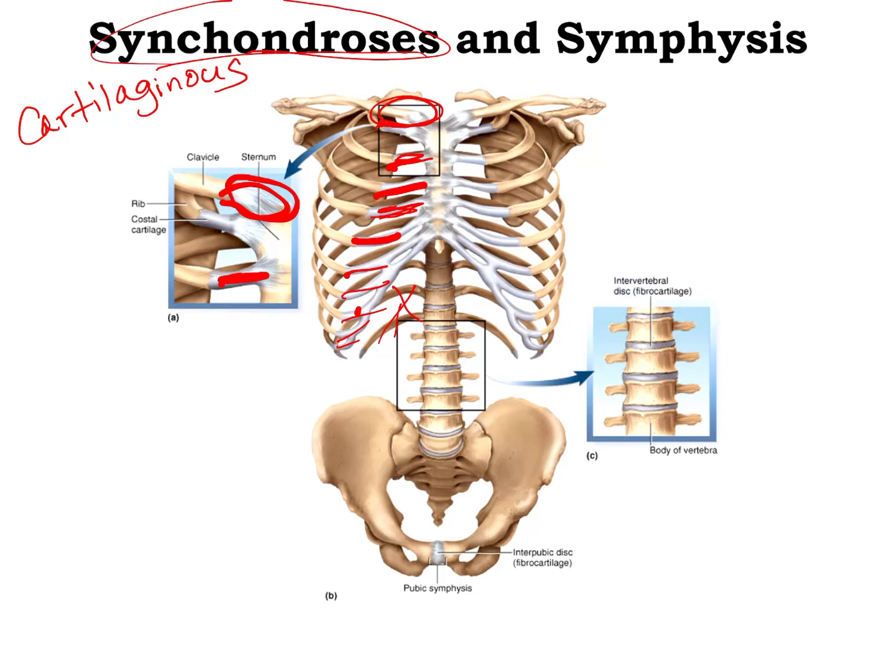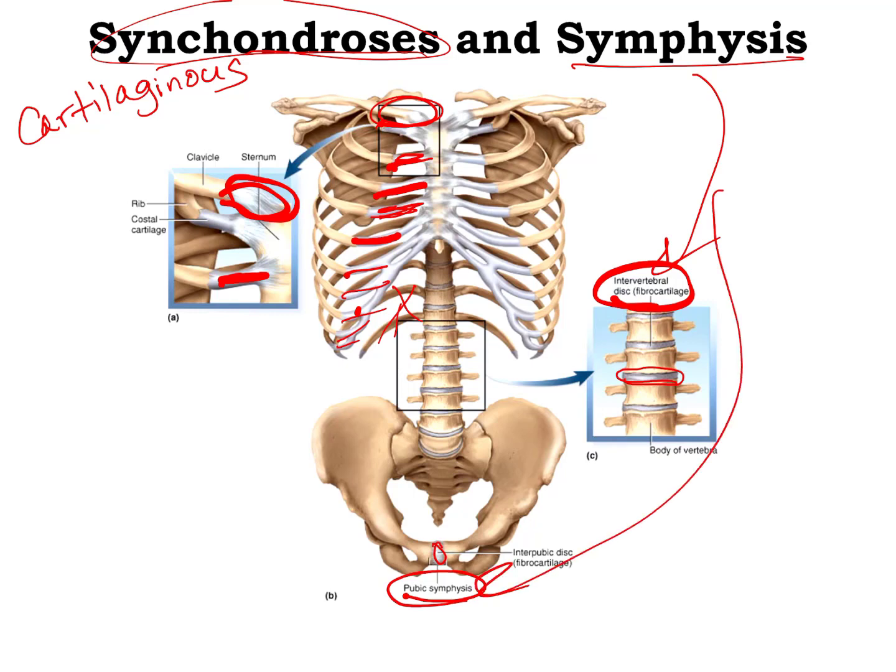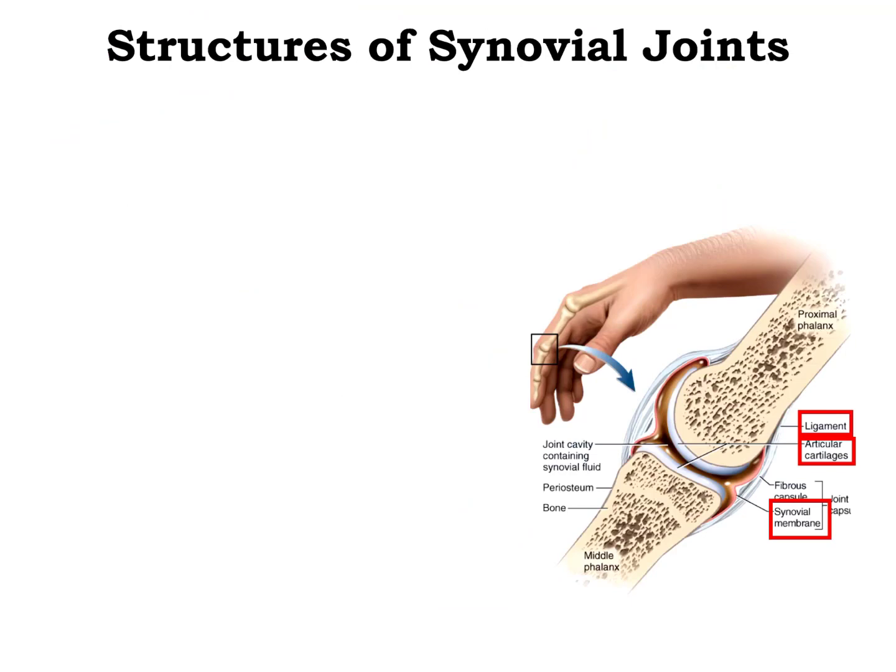And then symphysis is like the intervertebral discs. Those are made of fibrocartilage. If you throw a disc or you have a bulging disc, that can cause some back problems. But this is fibrocartilage between them, but it is cartilage. Pubic symphysis is another place where you see this between the pubic bones, and that is also fibrocartilage. So these would be a symphysis, and this would be a synchondrosis, but these are cartilaginous.